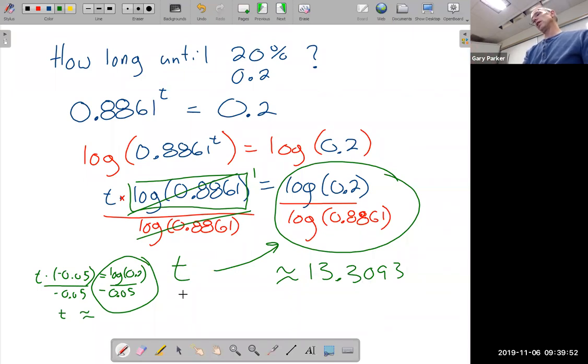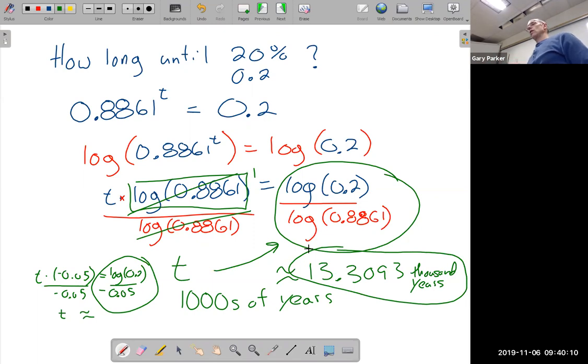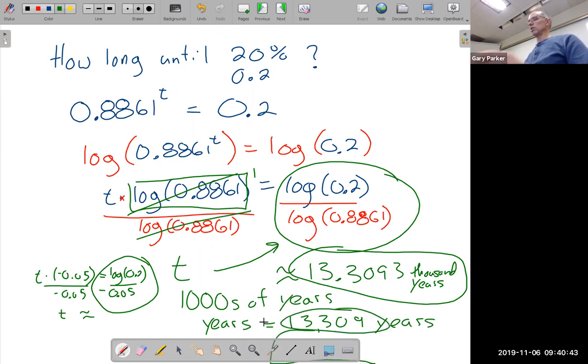All right, so that is t. What is t again? Remember, t is thousands of years. So that is 13.3 thousand years until an object reaches 20% of its carbon-14, is what we just calculated there. If we want to restate that in actual years instead of thousands of years, 1,000 would be 3 zeros. So move the decimal 1, 2, 3. 13309 would be the actual number of years, 13,309.